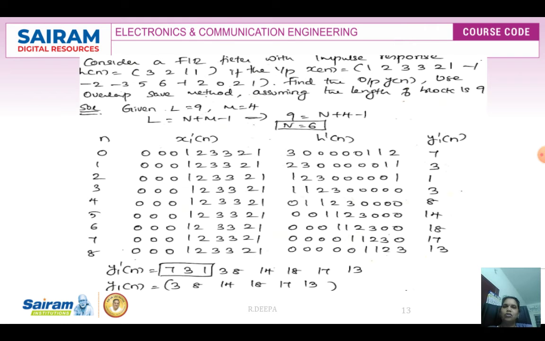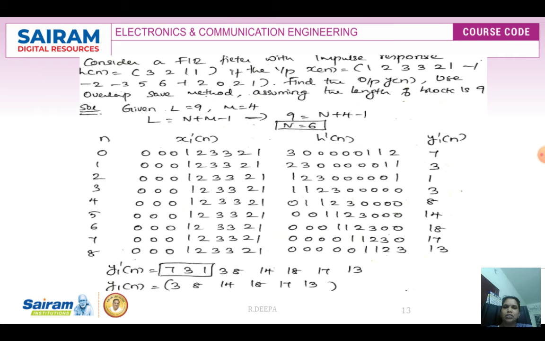So the data given in the problem statement are: x of n is given, h of n is given, and you need to find the output y of n using the overlap save method, and the block length is given as 9. So block length 9 represents capital L. So let us solve the problem.